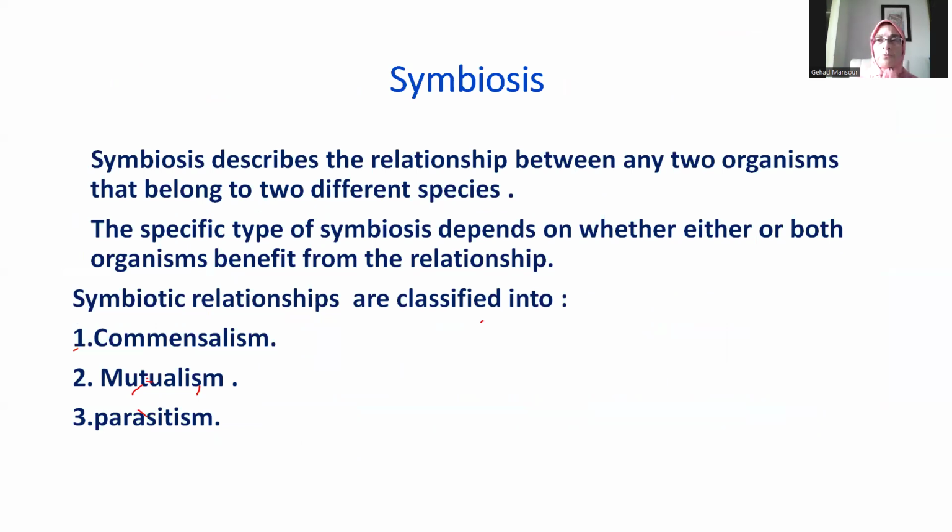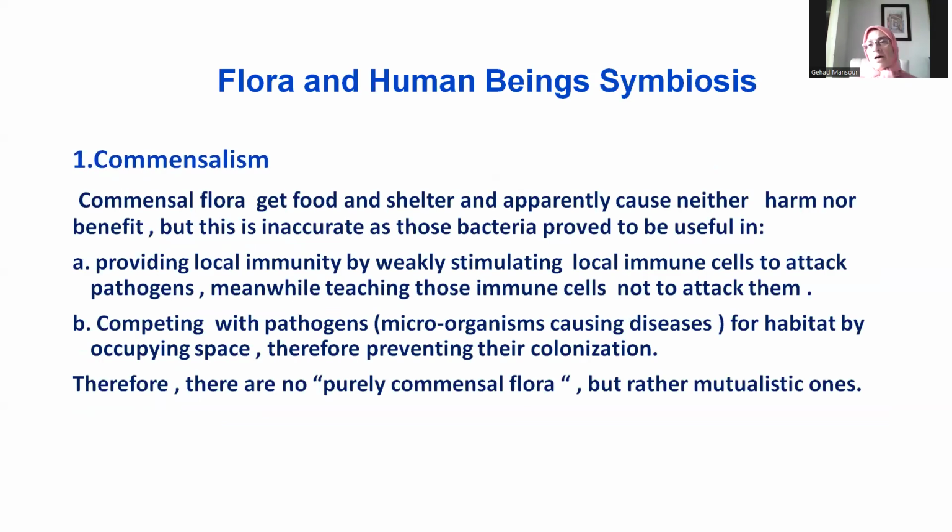I might ask you to define symbiosis or symbiotic relationships, or I might ask you, what does symbiosis refer to? Symbiosis refers to any relationship between any two organisms that belong to two different species. Of course, symbiosis is further subdivided into three types of relationships: commensalism, mutualism, and parasitism. Now, what does each of these mean or refer to? Commensalism in general refers to a symbiotic relationship.